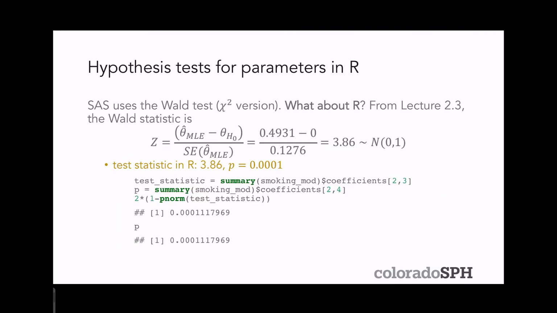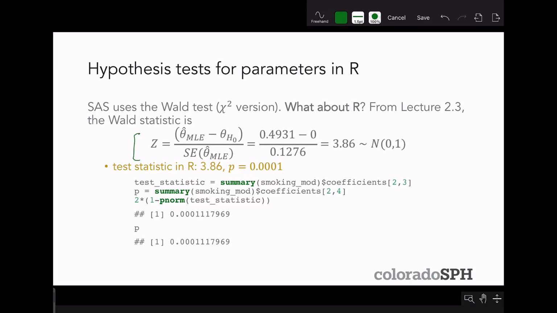So again, how did I know that the test statistic had a null distribution that was normal? From lecture 2.3, we talked about the Wald statistic, and in its normal distribution form, it looks like this, where you have your estimated parameter of interest, subtracting the parameter value under the null hypothesis and dividing by the standard error for that estimate.